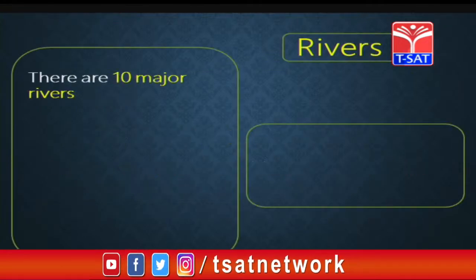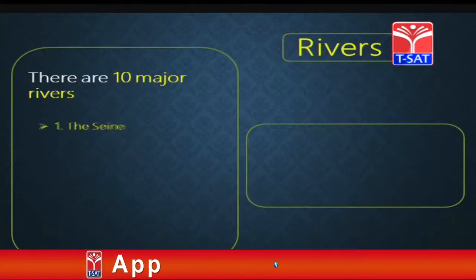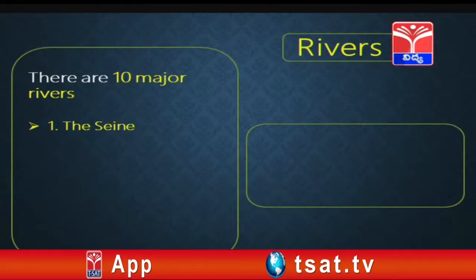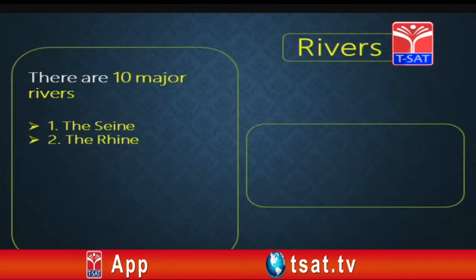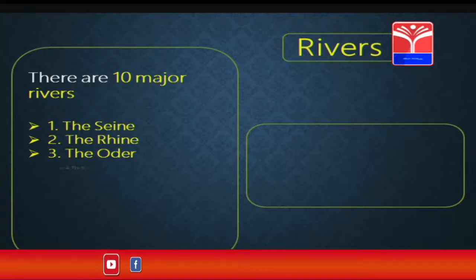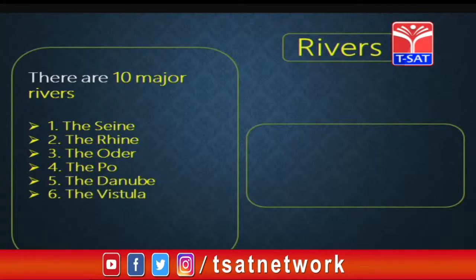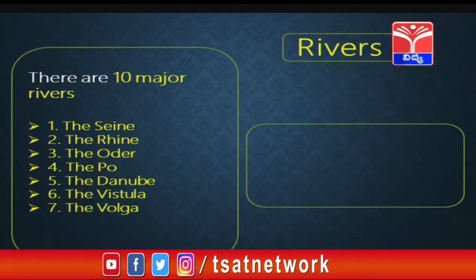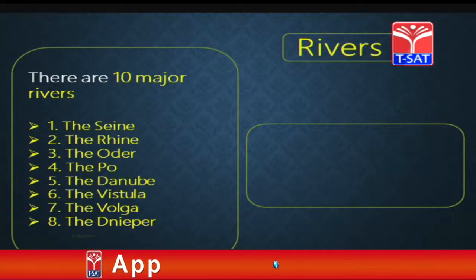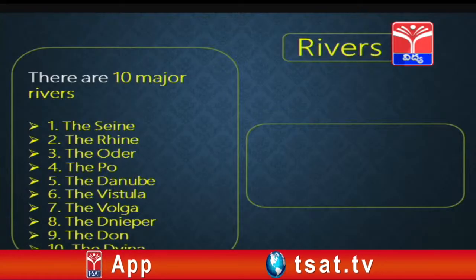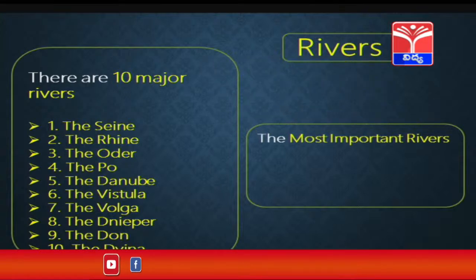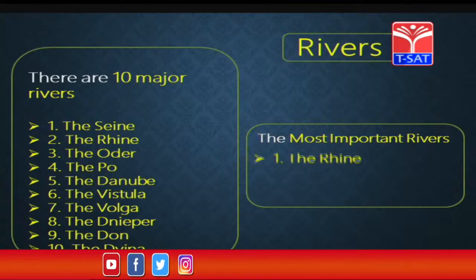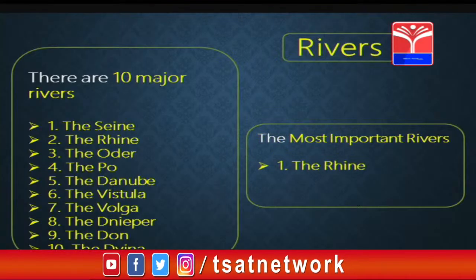Let us see the important rivers of Europe. Major rivers: there are 10 major rivers in Europe. First one, the Seine. Second one, the Rhine. Third one, the Oder. Fourth one, the Po. Fifth one, the Danube. Sixth one, the Vistula. Seventh one, the Volga. Eighth one, the Dnieper. Ninth one, the Don, and the 10th one is the Dwina, among which 3 important rivers we can see in Europe. These are the most important rivers.